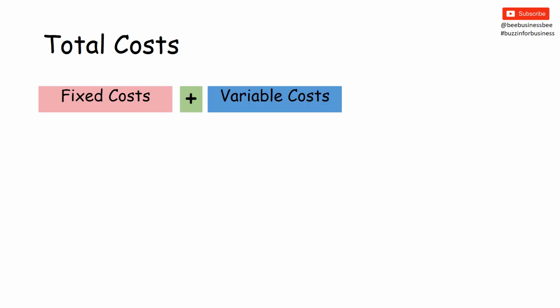Another term you're going to come across is total costs. They like to ask you in the exam typically to be able to calculate total costs. Now total costs is really straightforward. It is your total costs. And we know there's two types of costs. We have our fixed costs and we have our variable costs. When we add them together, we get our total costs.